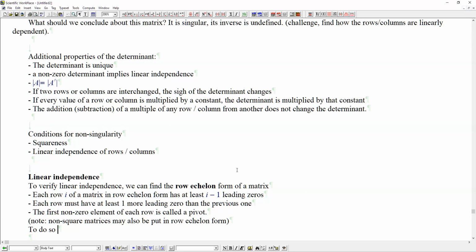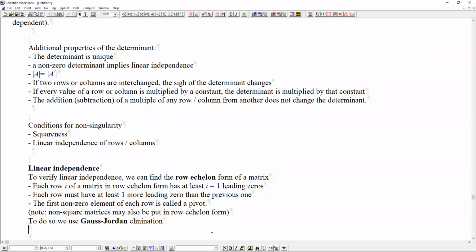Okay, so we use what we call Gauss-Jordan elimination. Jordan, I don't really know who that is, but Gauss was probably the best German mathematician of all time. Very famous, very awesome person.